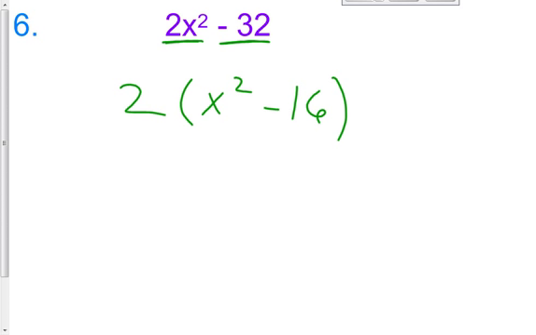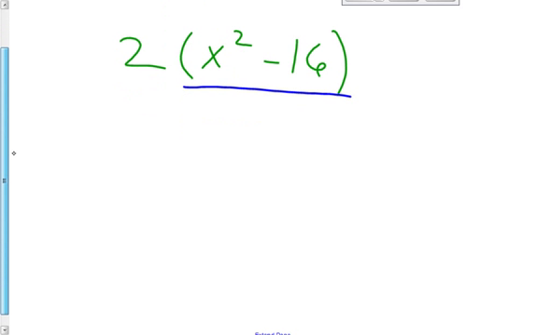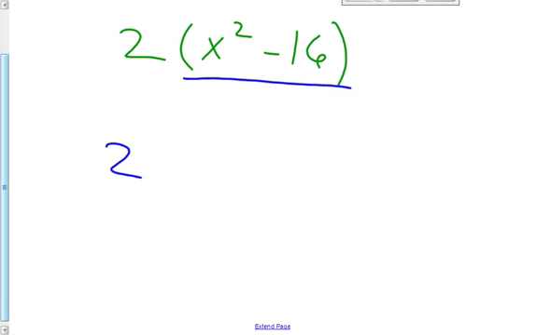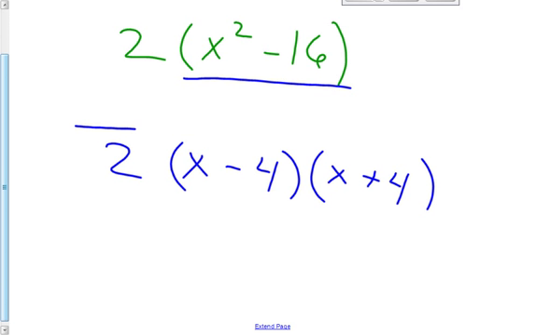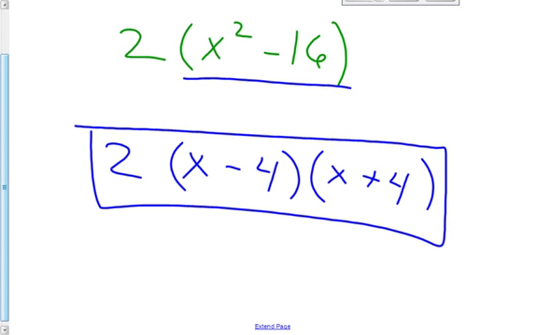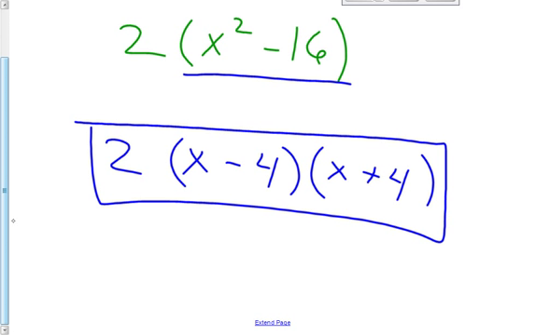Now does this look like the difference of two squares? Just focusing on this blue part. Hopefully you see that it is. X squared is a perfect square, it's x times x, and 16 is a perfect square, it's a positive 4 times a negative 4. So with that being the case, we're still going to have 2 on the outside with 2 different parentheses. It's going to be x times x, and then a negative 4 and a positive 4. And there is our answer for number 6. 2 times the quantity x minus 4 times the quantity x plus 4.